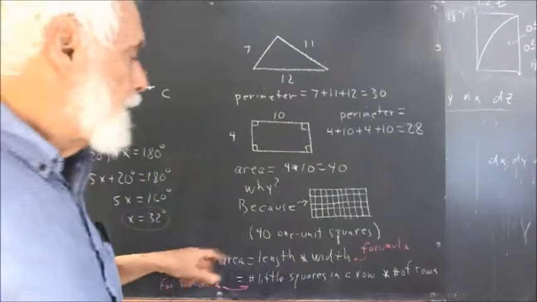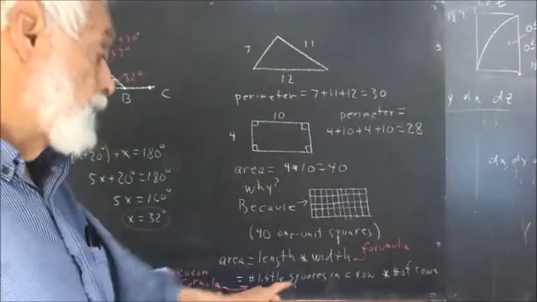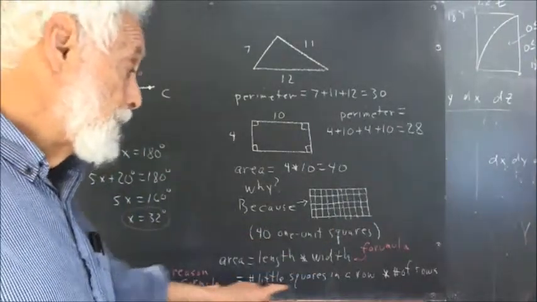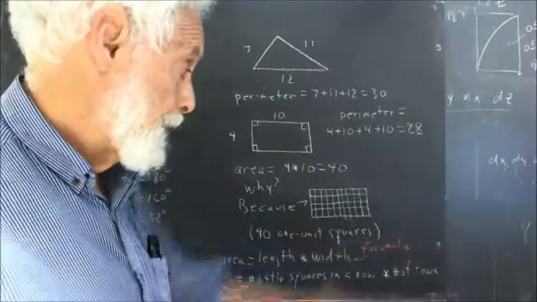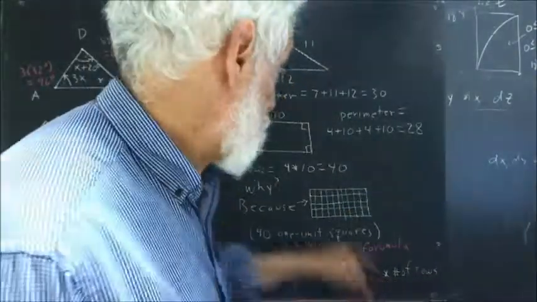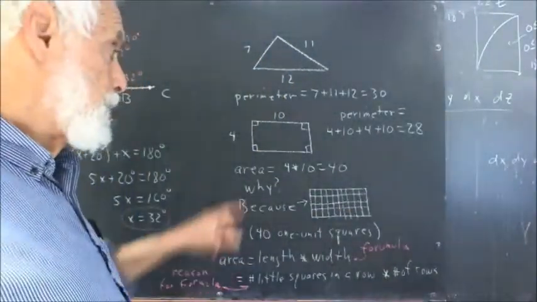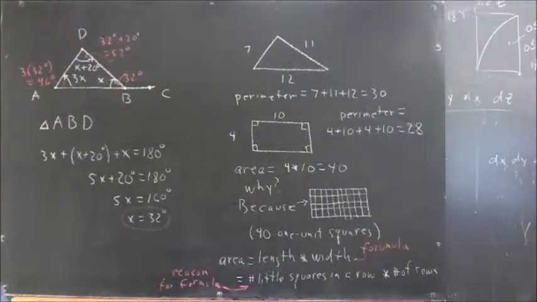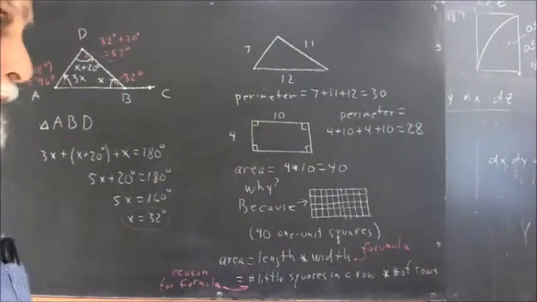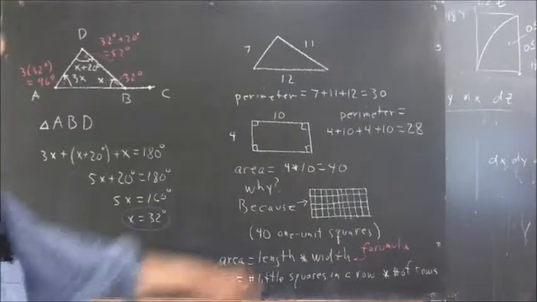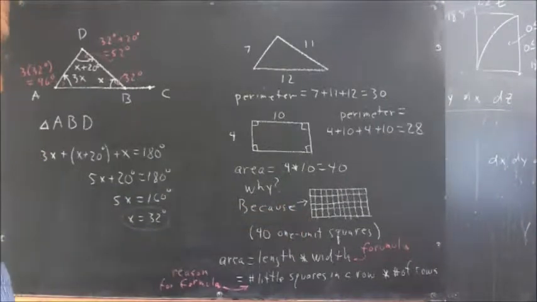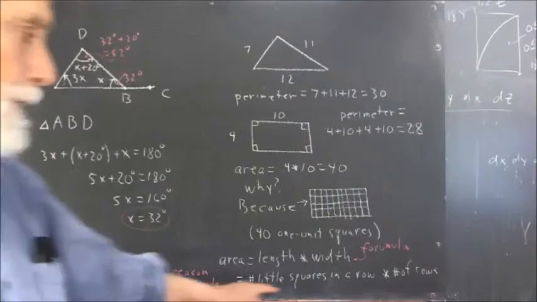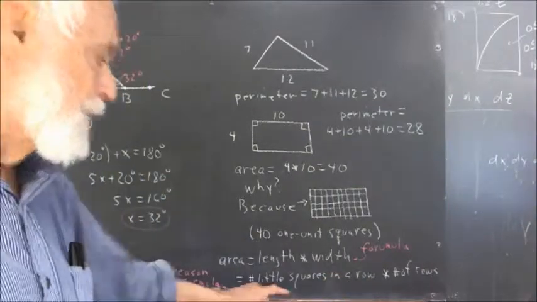Anyhow, here's the formula. Here's the reason for the formula. You multiply the number of little squares in a row, which in this case would be 10, by the number of rows. That's why the area of a rectangle is length times width. There's a little more to that. What if you have fractional lengths and widths? Then you use fractional squares. But let's not worry about that. Let's just worry about the basic idea. This is important.